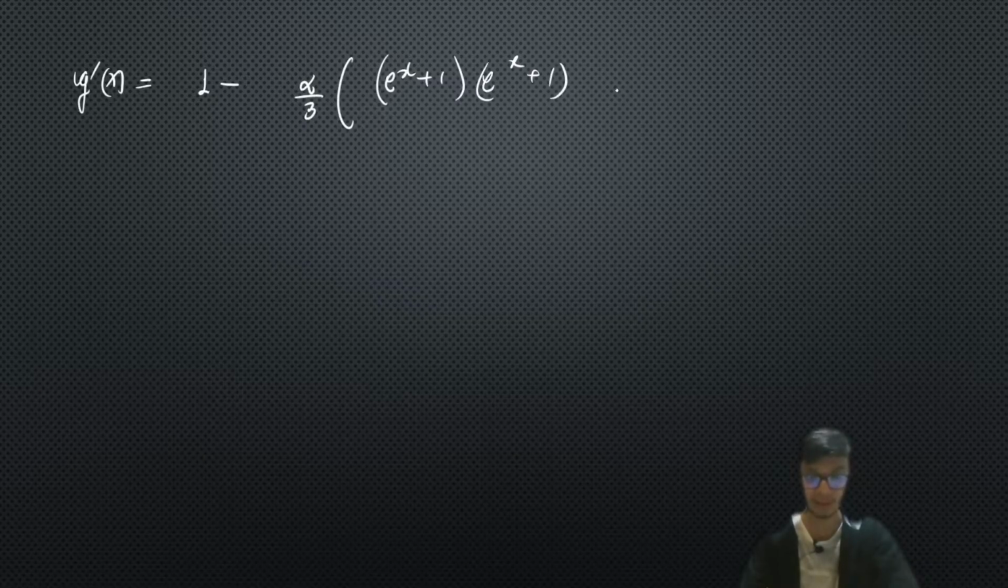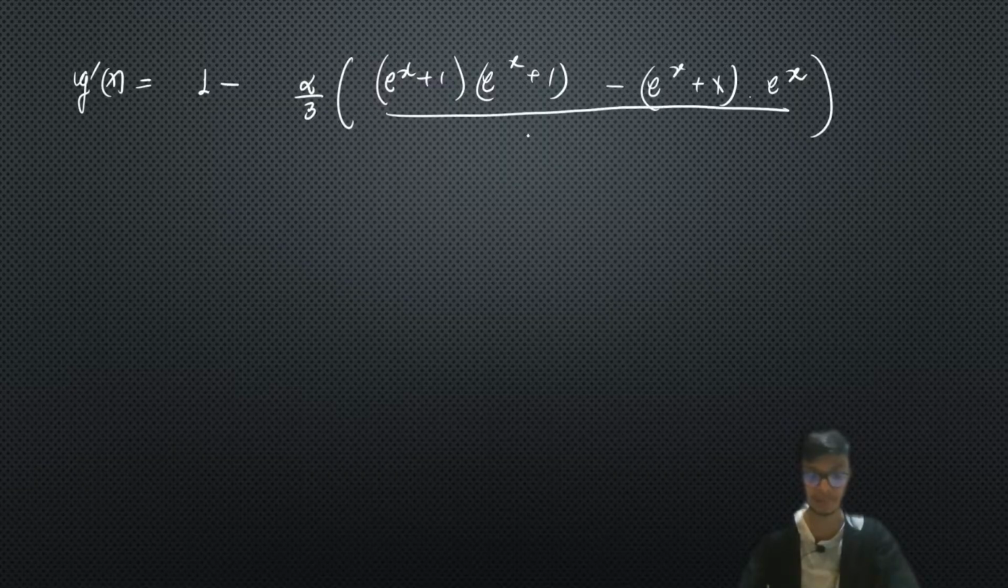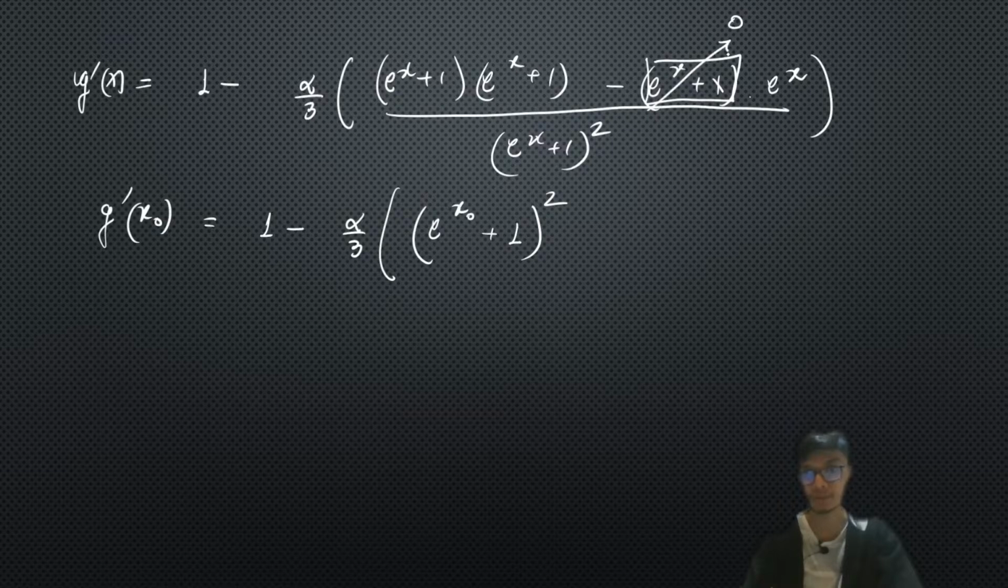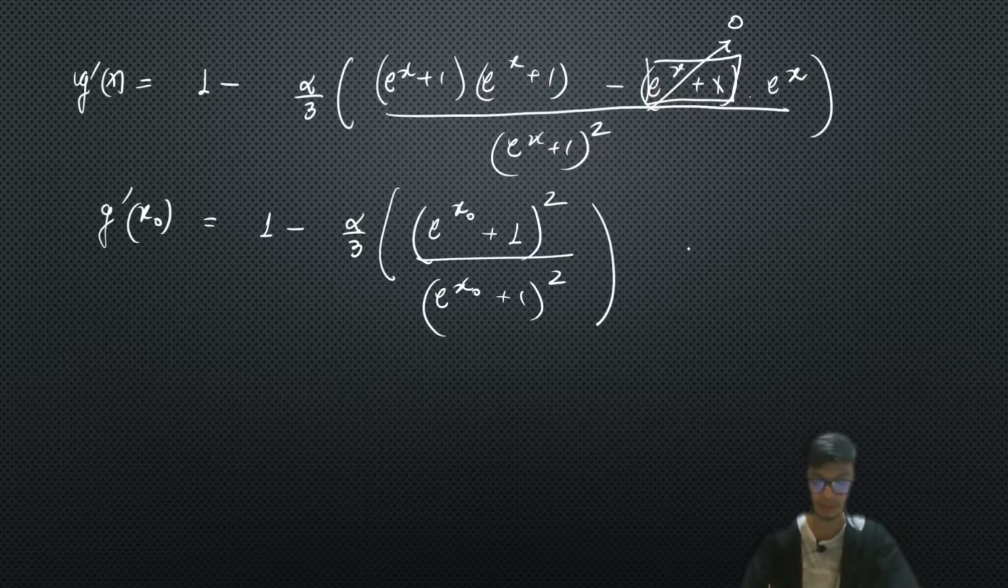Therefore, from this particular result, we can calculate g dash of x as 1 minus alpha upon 3 multiplied with e to the power x plus 1 multiplied with e to the power x plus 1, minus e to the power x plus of x multiplied with e to the power x, and then whole divided by (e to the power x plus 1) whole square, right? Just use the quotient rule for differentiation over here. Now once we have this, g dash of x naught will be equal to 1 minus alpha upon 3 whole multiplied with (e to the power x naught plus 1) whole square, because this other term is going to be equal to 0 as we put x naught, divided by (e to the power x naught plus 1) whole square. Therefore this part is going to cancel out, and we are going to have the answer as 1 minus alpha upon 3.